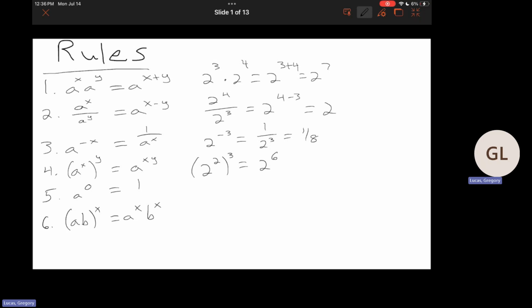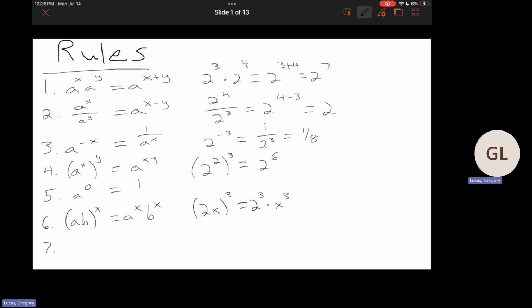And we've probably seen this one before. Let's say I have 2x raised to the third. This is the same thing as 2 to the third times x to the third. So I have to do the third power to both of those things.